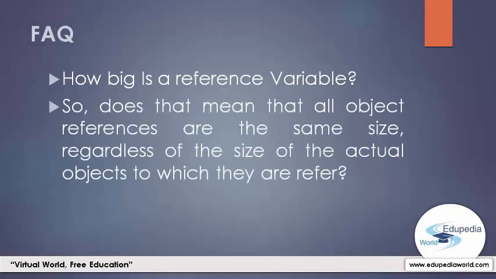And now with that answer, you would surely ask whether all object references are the same size. Well, actually, yes, all references for a given JVM will be the same size, regardless of the objects they are referencing. But each JVM might have a different way of representing references. So, references on one JVM may be smaller or larger than references on other JVMs.